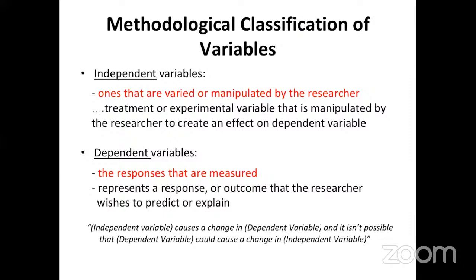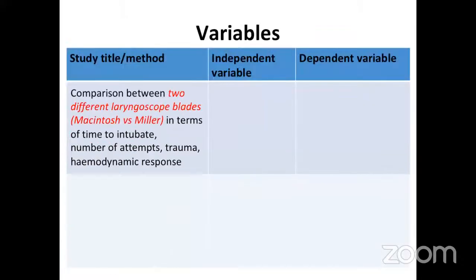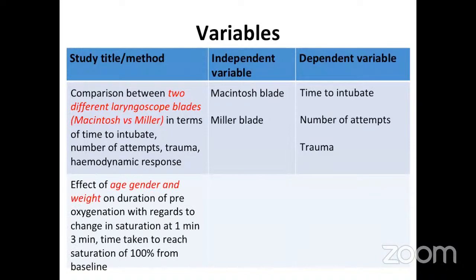Dependent variables are the responses that are measured. That means it represents the response or outcome that the researcher wishes to predict. For example, now you have given intrathecal clonidine. What do you expect? That is the motor blockade, sensory blockade, duration of analgesia, hypotension. All these things happen due to administration of intrathecal clonidine. So therefore, they are the responses that are measured. So therefore, they become the dependent variables. So this is just an example.